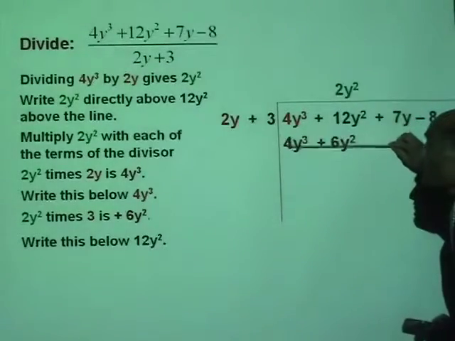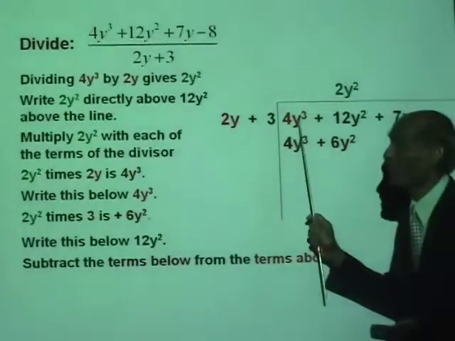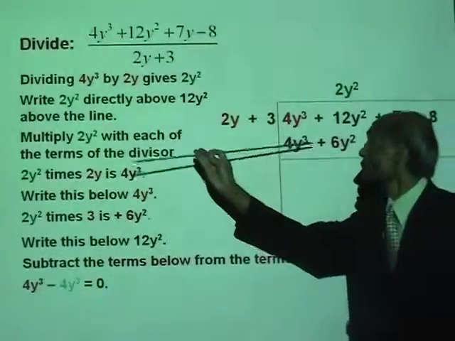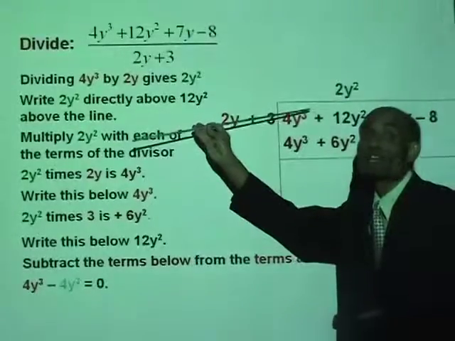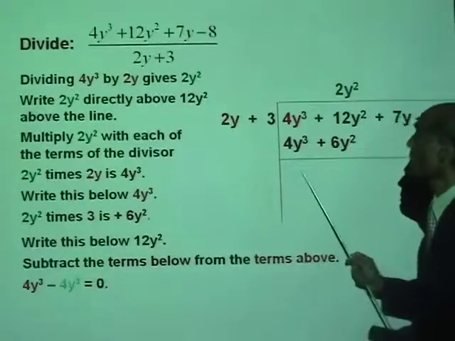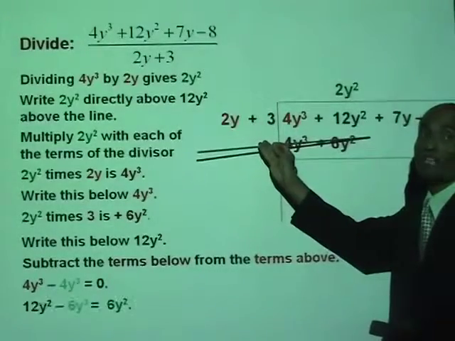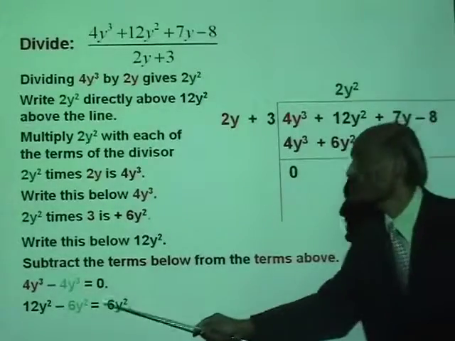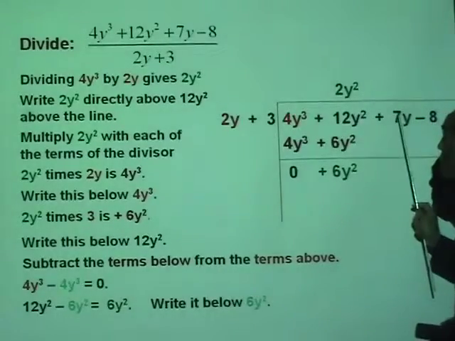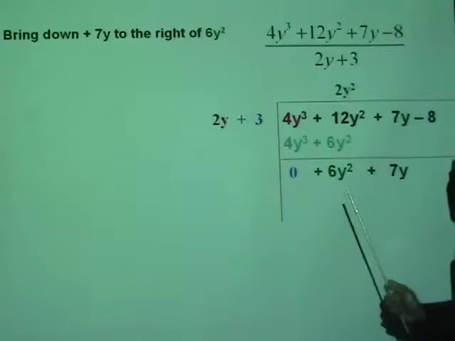Now, subtract terms below from terms above. Alright, let's do that. 4y cubed minus 4y cubed is 0. Write it here. And then 12y squared minus 6y squared is 6y squared, and write it here. Next step, bring down the positive 7. Alright, bring down the positive 7.